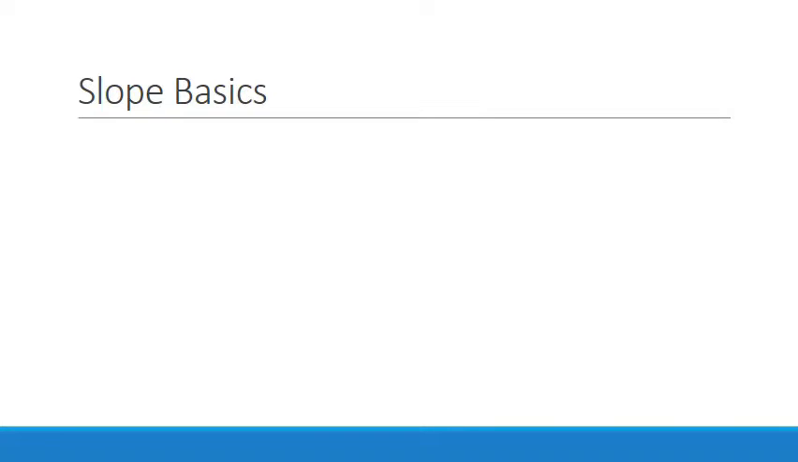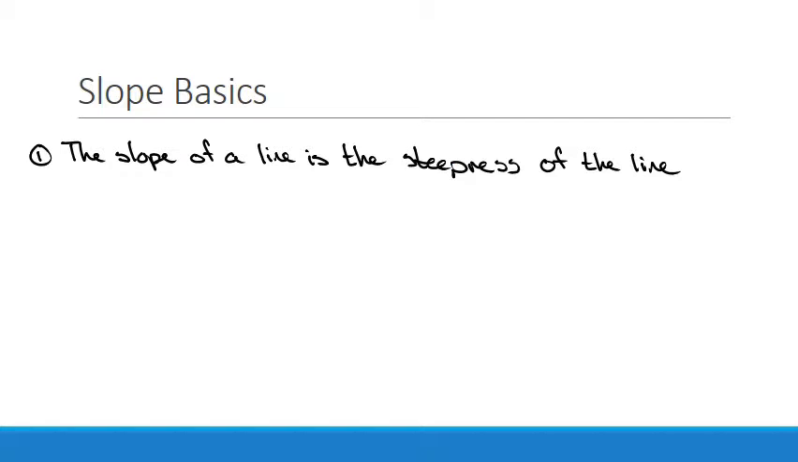Let's begin by looking at some basics of slope. The slope of a line is the steepness of that line. So the steeper a line is, the more slope that line has. Also, we use the variable m to represent the slope of the line.